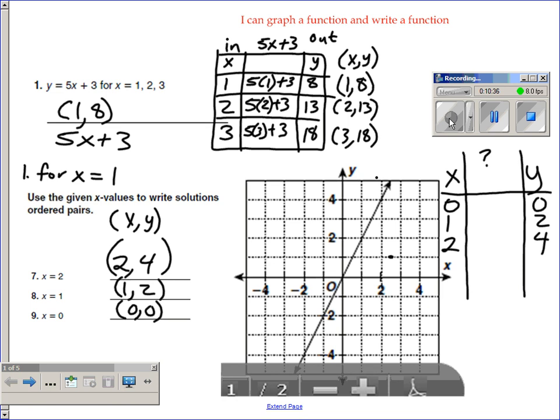If you said my rule is times 2, you're incorrect, but you're so close. I would agree. If we take 0 and multiply it by 2, we get 0. If we take 1 and multiply it by 2, we get 2. If I take 2 and multiply it by 2, I should get 4.